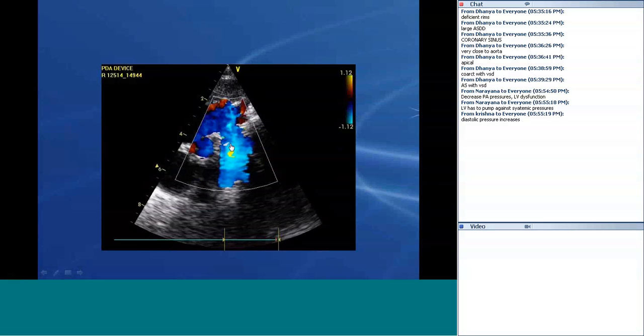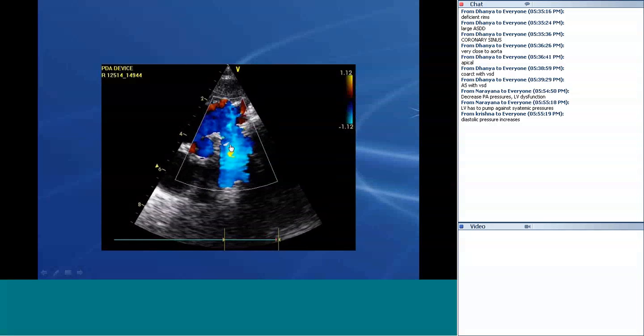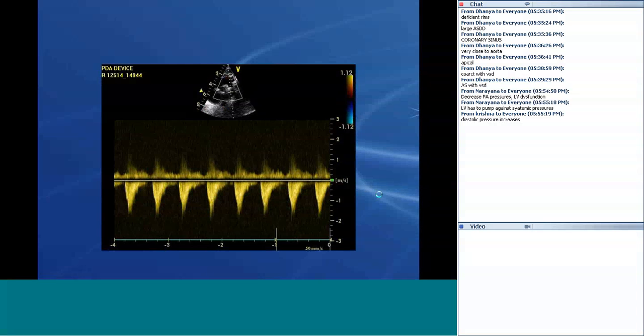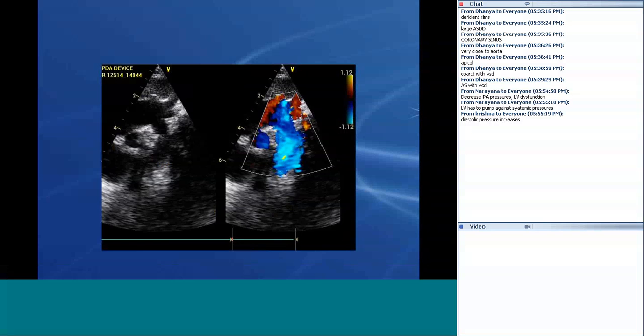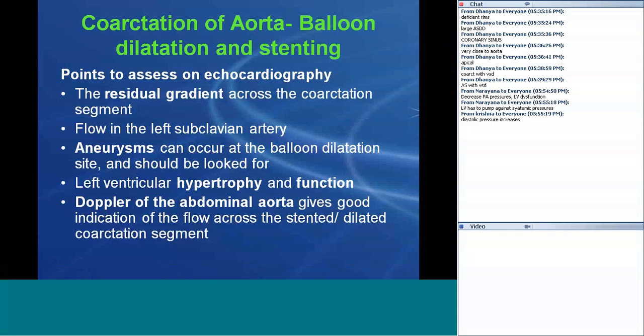And even if you have seen children who develop 15 to 20 millimeters gradient across the descending thoracic aorta post pediatric device closure, they usually grow out of it within 6 months to 1 year's time. But this particular picture of a shadow in the descending aorta is not important at all, and it just gives you an impression that the device is slightly protruding but not obstructing the descending thoracic aorta. And if the gradient is less than even 10 or 12, you really don't need to worry. Okay, we move on to coarctation of aorta, balloon dilatation and stenting.